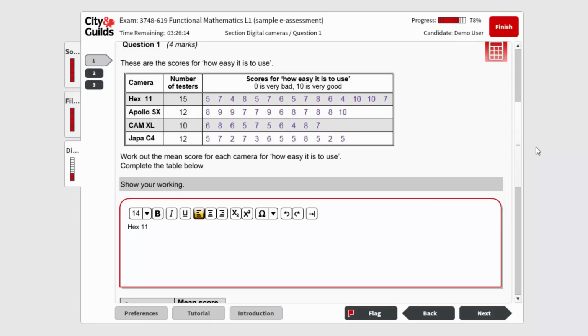There are a different number of scores for each one, and it tells you how many numbers there are. So the 15 people tested the Hex, whereas only 10 tested the Cam XL. So we're going to add up the totals, and then we're going to divide it by however many testers there were. Okay, so what we will do is we'll count how many numbers there actually are and make sure the number of numbers is equal to the number of testers, because it should be. So I'm just going to write this all out.